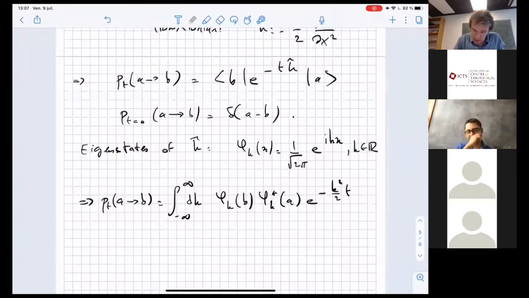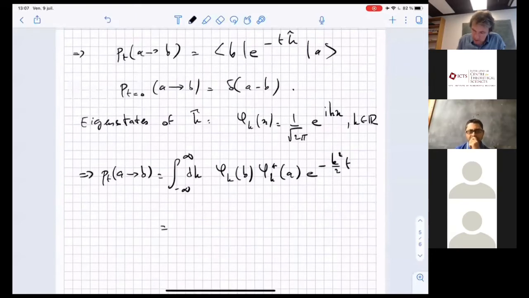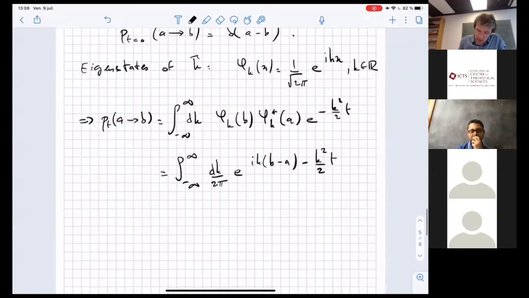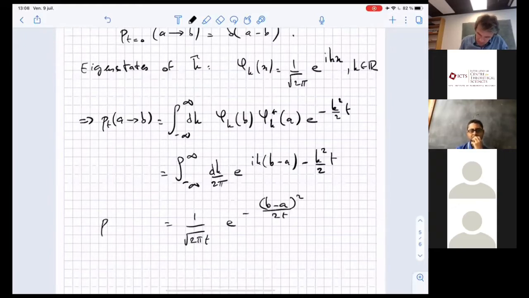So now, if I really insist on writing the explicit expression, well, what you get is just an integral from minus infinity, dk over 2 pi of e to the i k times (B minus A), minus k squared by 2 times t. But this integral is a Gaussian integral that you can do easily. And what you get is the expected answer, of course, as it should.